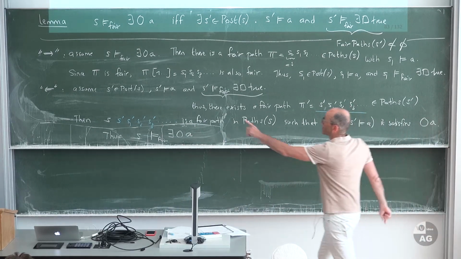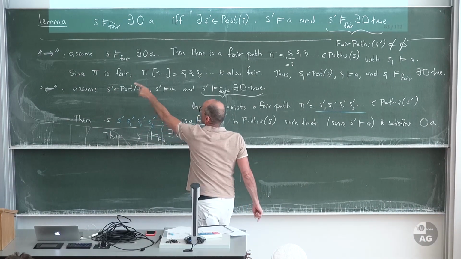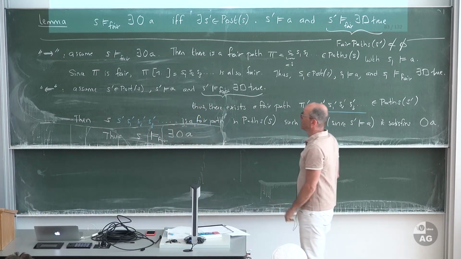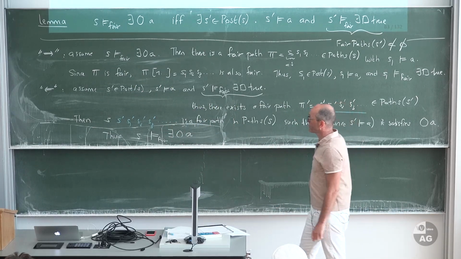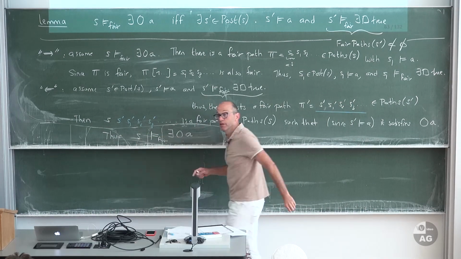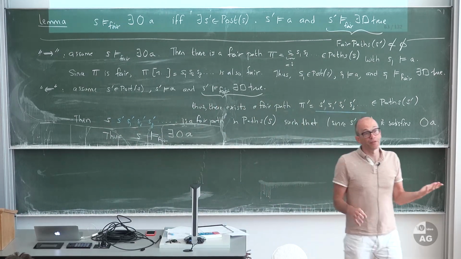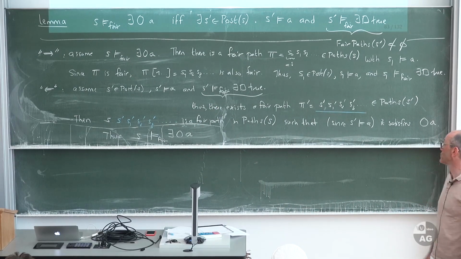So in this direction, I use the fact that if a path is fair, any suffix of it is also fair. And in the proof of the other way around, I use the fact that if I have a fair path, I can prefix it with basically every finite prefix, and I also get a fair path. That's basically everything that happens in this proof.